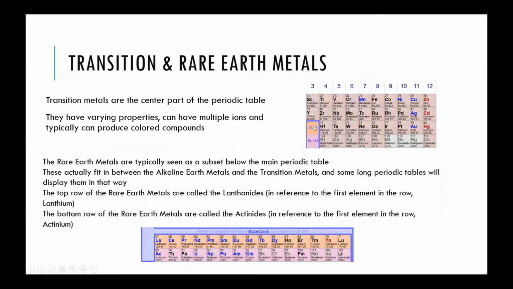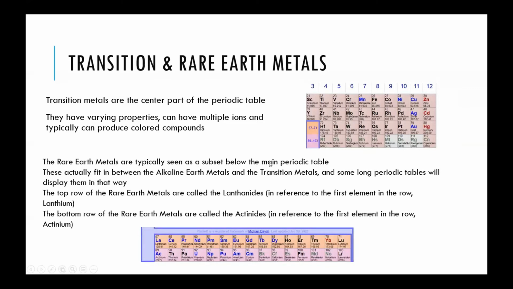The transition metals are in the center of the periodic table, and they have some unique properties. They're very conductive, they're typically rather dense, and these transition elements can have multiple different versions of their ions, or varying numbers of electrons.